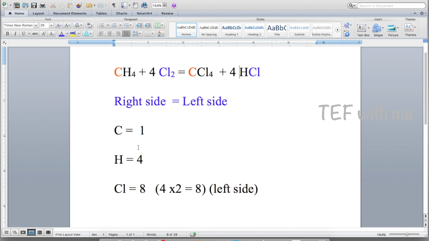And next we have to see how many chlorine atoms. Here 4 into 2, on the left side it is 4 into 2, meaning 8 chlorine atoms. So now here 4 chlorine atoms are present, and in carbon tetrachloride also 4 chlorine atoms are present. Now the equation is balanced very well.